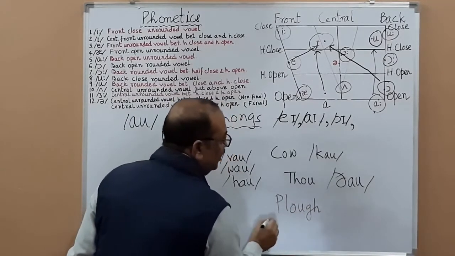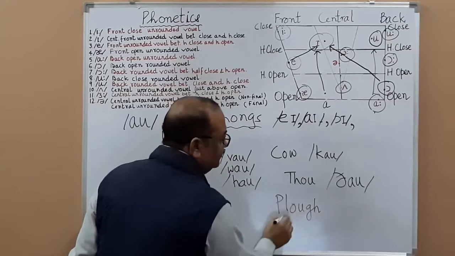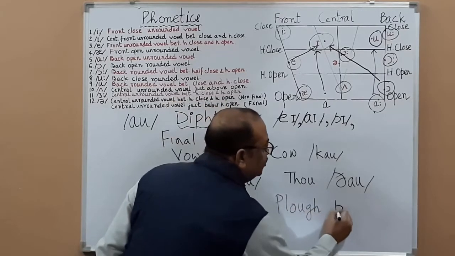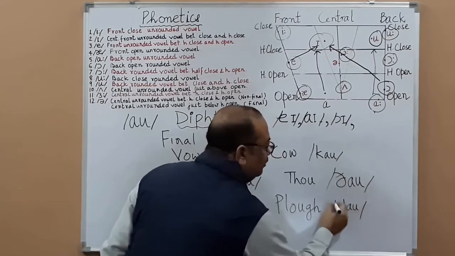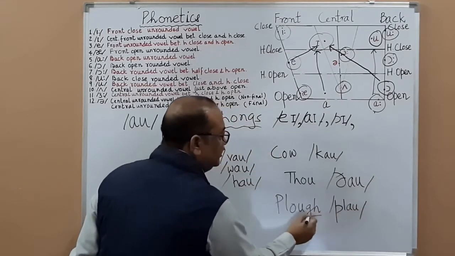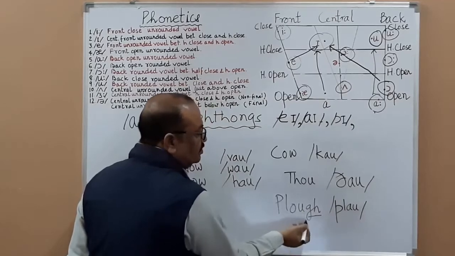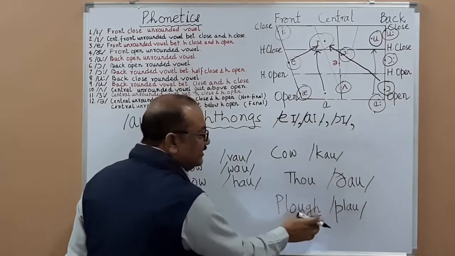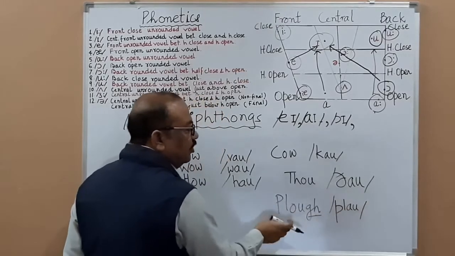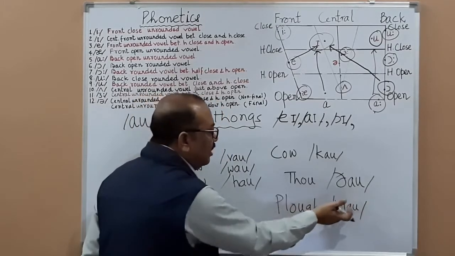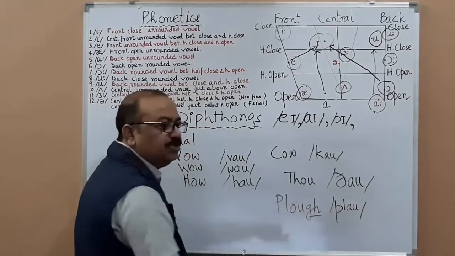This is how you spell P-L-O-U-G-H. Yes, sir. But you transcribe it this way: plow. That's all. See now, GH is silent. It doesn't have any existence here in the transcription or in the pronunciation of that. Plow. It's just plow. OU is giving you the diphthong.